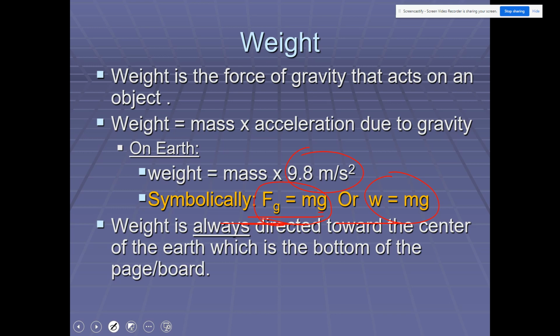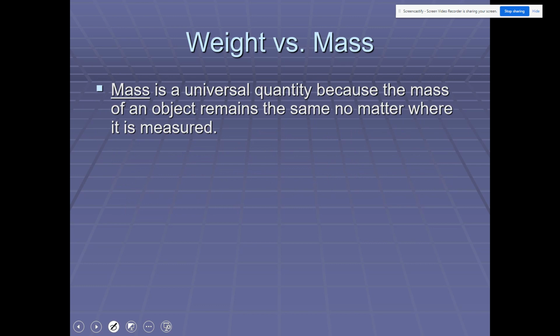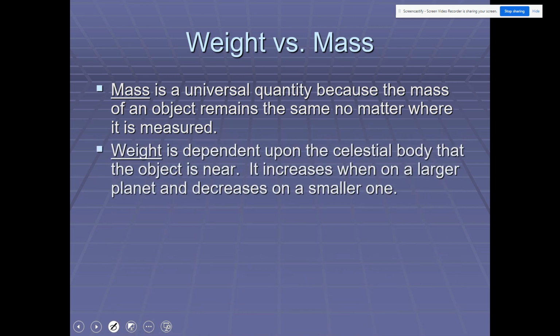Incidentally, the acceleration due to gravity is always towards the center of the Earth. So when you're drawing it on a piece of paper, we always draw an arrow straight down to represent the force due to gravity. Okay, let's just pause here and take a look at mass versus weight. Mass is actually the amount of matter an object has, and mass will not change no matter where you are in the universe. Whereas weight, like I said before, is based on the acceleration due to gravity.